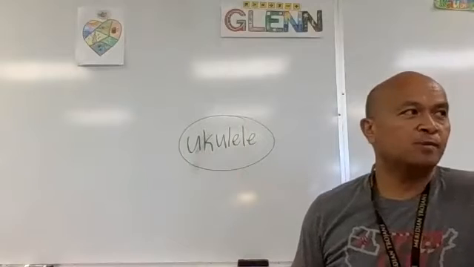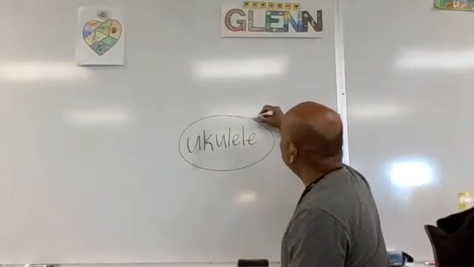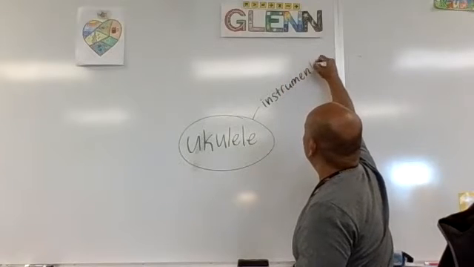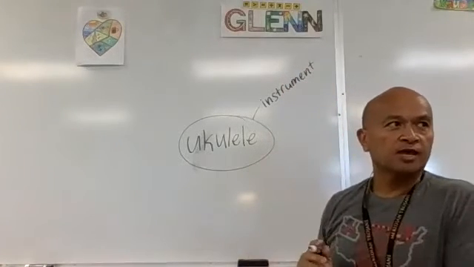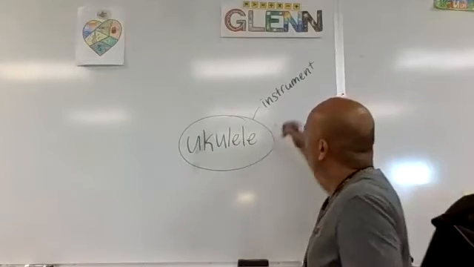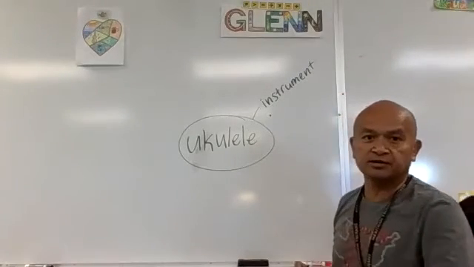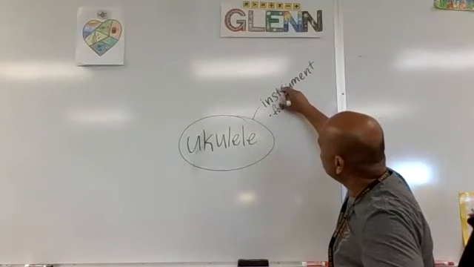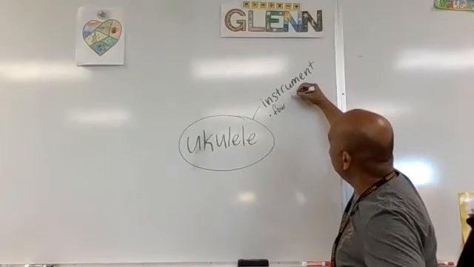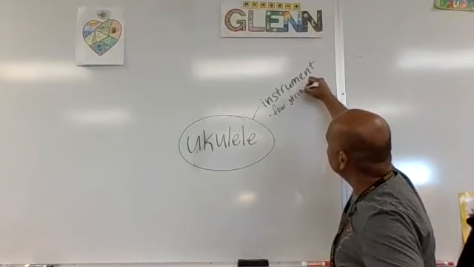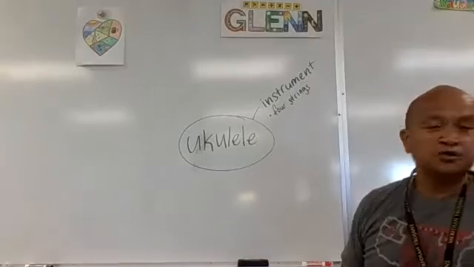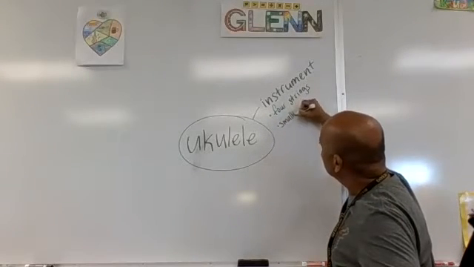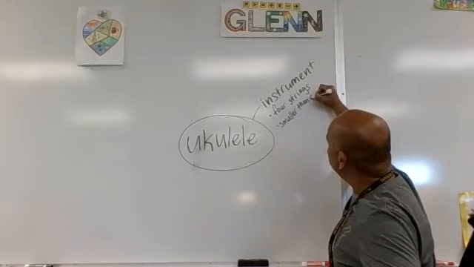Now, a couple of things that I know about the ukulele is that it is a type of instrument. Okay, it's something you play. I know that it has 4 strings. I'm going to use little bullets here. Can you see my bullets? There are 4 strings on a ukulele. Sometimes there are 8 because they double up on the strings, but most of them have 4 strings. I also know that it's smaller than a guitar.